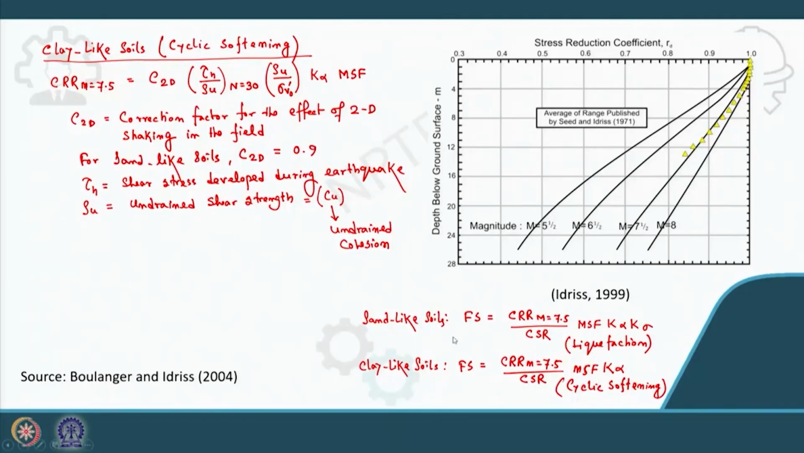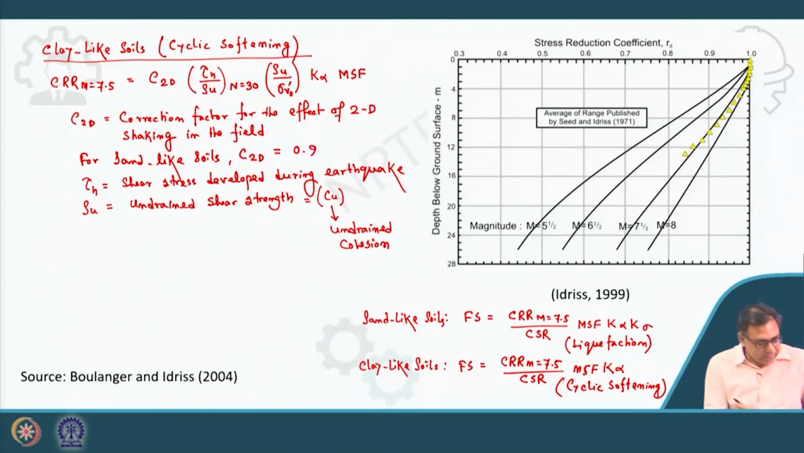We were talking about how to get the factor of safety for sand-like soils and how to get the factor of safety for clay-like soil. Here, K sigma for clay-like soil to check the cyclic softening will not be considered. Now we have introduced another term, C2D, the correction factor due to 2D shaking, which we can use for the liquefaction check also. Here we are using it for the cyclic softening case, and that is 0.9.